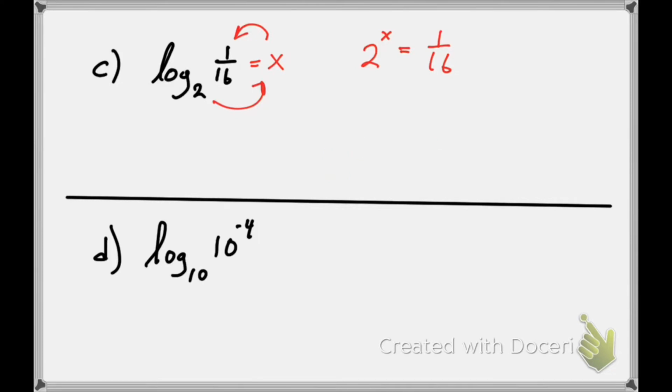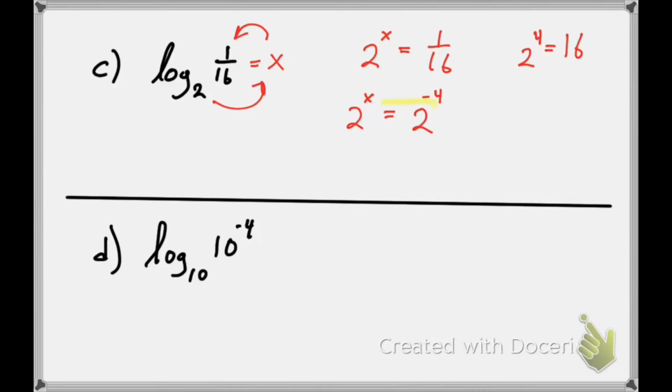So what we're going to do, I have 2 raised to the power of x. I'm going to try and somehow write the 1/16 as 2 raised to some power. That's what I want. I'm going to go from 1/16 to 2 raised to some power. Well, 2 raised to the power of 4 equals 16, but I need to bring it to the top, so I have to have -4 here. So 2 to the -4 is actually 1/16.